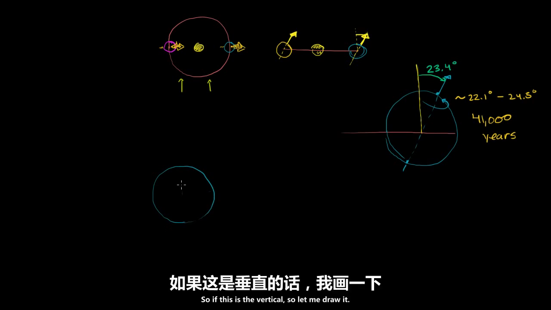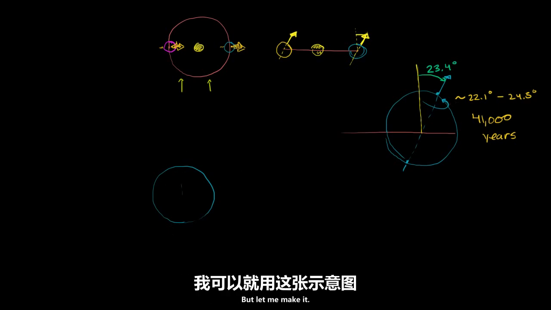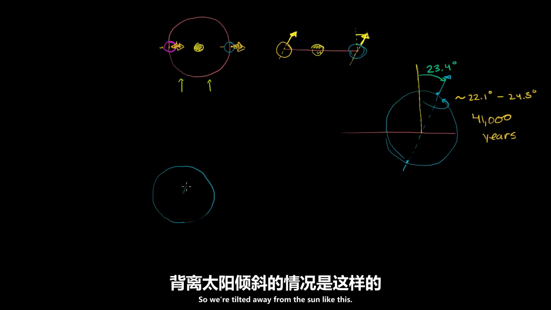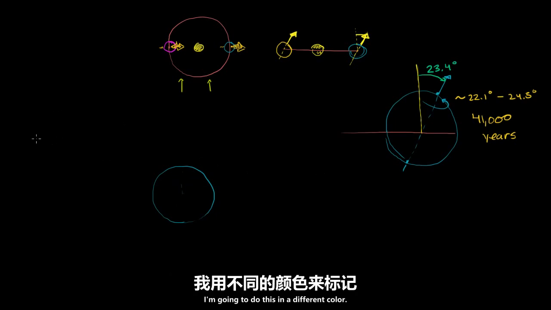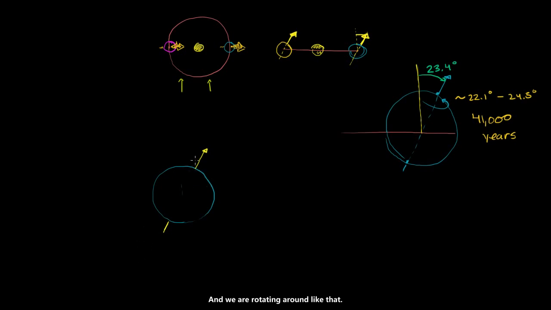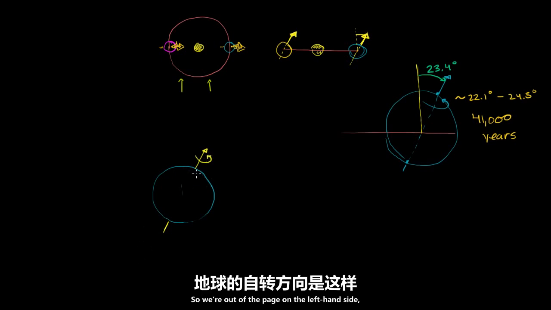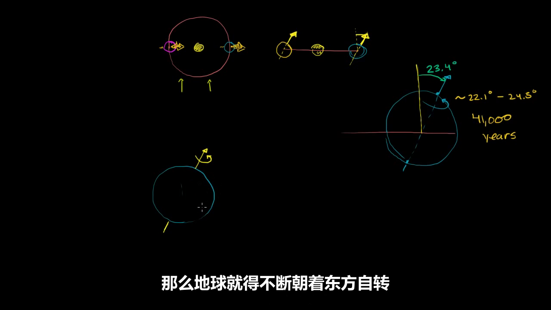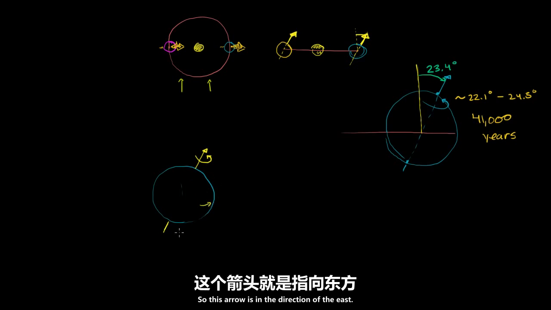So if this is the vertical, let me draw it. I could actually just use this diagram, but let me make it. So we're tilted away from the sun like this. We'll do this in a different color. If we have an arrow coming straight out of the North Pole, it would look like this, and we are rotating around like that. So we're out of the page on the left-hand side and then into the page on the right-hand side. And so we're rotating towards the east constantly. So this arrow is in the direction of the east.